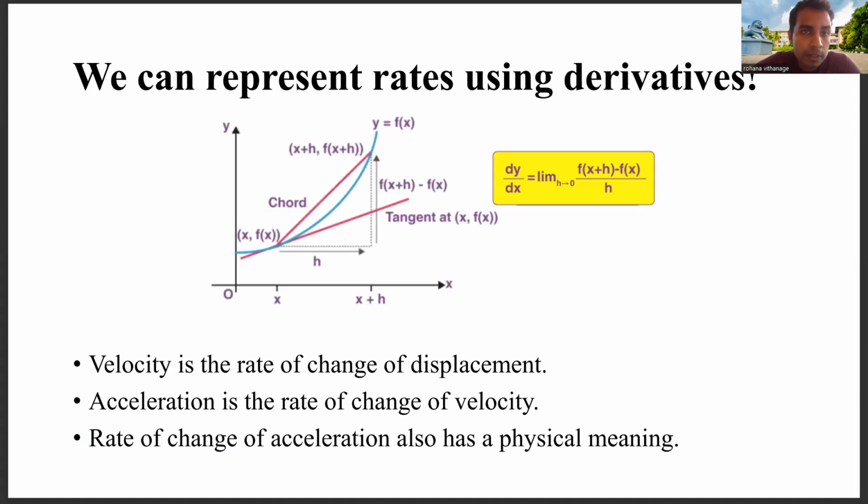Considering the geometrical representation of the derivative, what is the real idea of that? It is the rate of increase. If we encounter an increase or decrease, we can represent it by using the derivative. In real-world applications, velocity is the rate of change of the displacement, and acceleration is the rate of change of velocity. Here we can see the tangent at x and f of x, that point, it is the derivative.